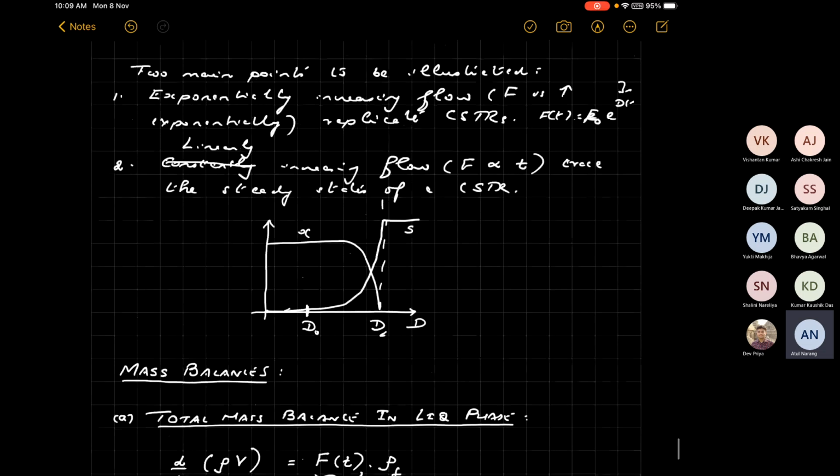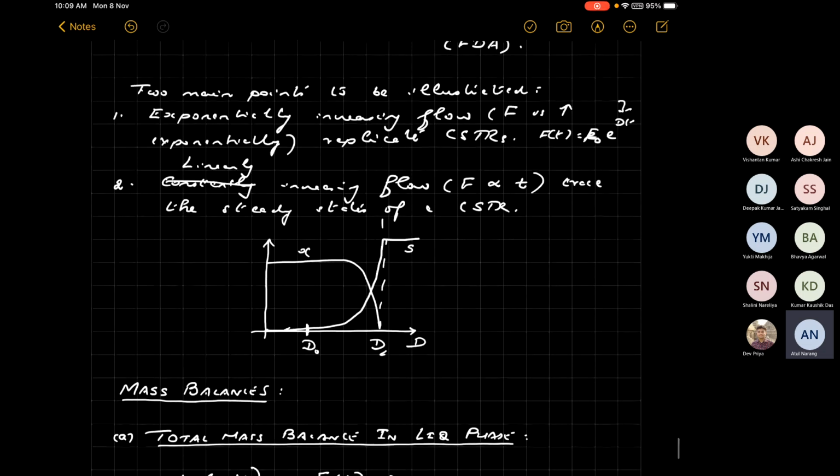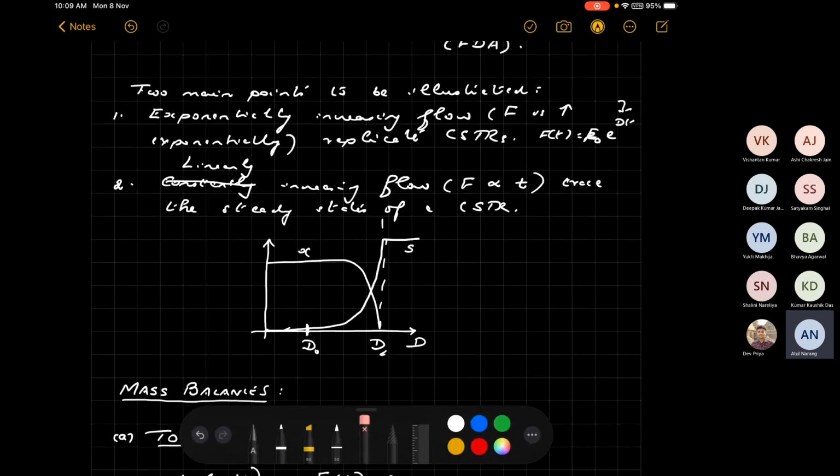So I want to actually make a correction here. This was wrong. This is not linearly increasing, but this is constant flow, so F is equal to constant.